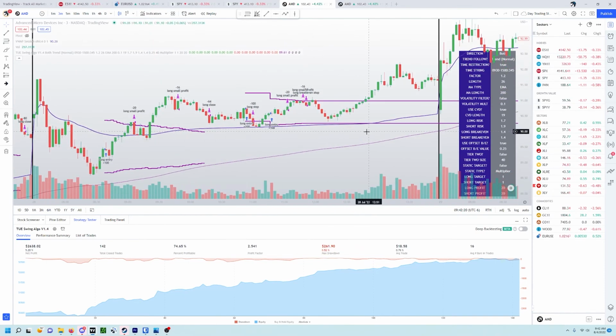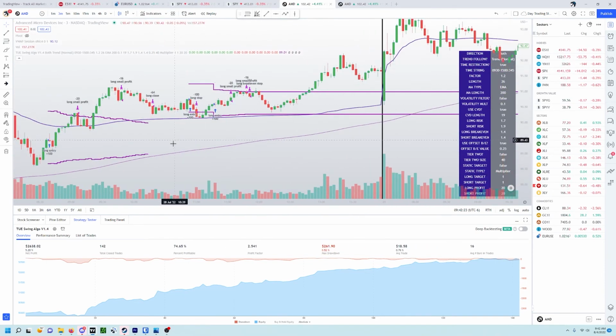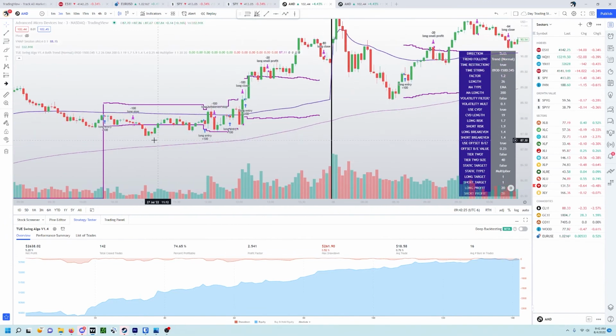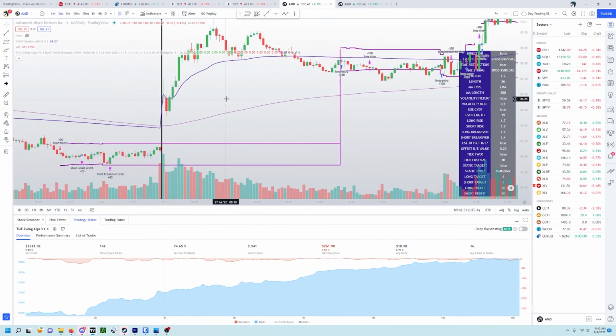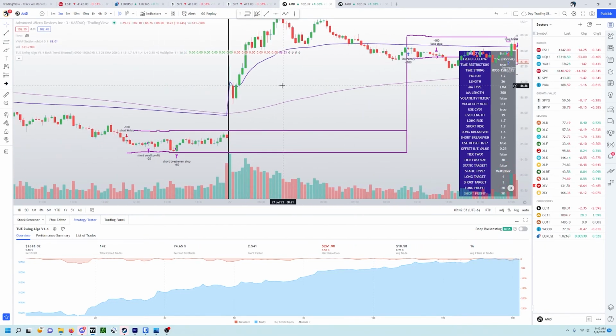Sometimes, and this is why I mentioned this earlier, about having it set to extended or regular hours. If you're on a ticker that normally trades after hours, so Forex or futures, then have it set to extended hours. But if you're on a ticker that is mostly traded during regular hours, set it to regular hours, because sometimes you're going to end up with a swing.